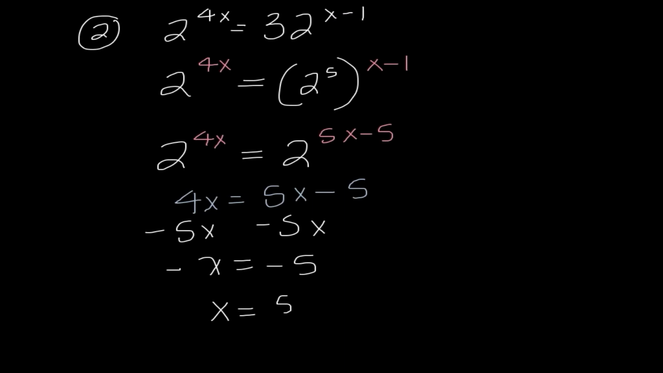So in my calculator, I need to double check. Is 2 to the 20th power the same thing as 32 to the 4th power? And we would see that it does work, and x equals 5 would be our solution. If you chose to use the other method, that is completely fine. You should get the same exact value though.